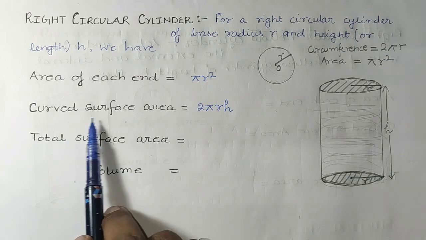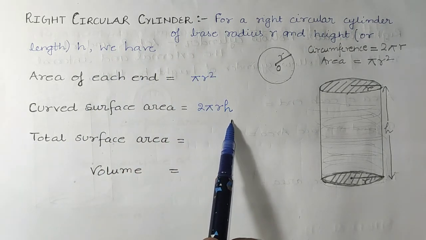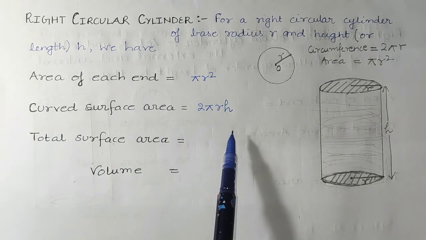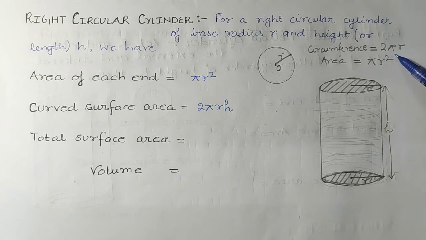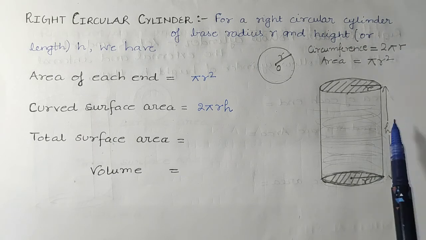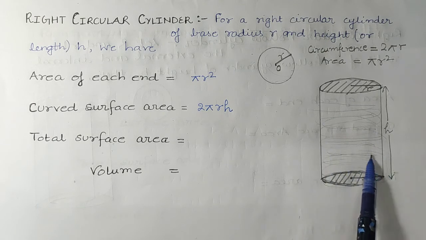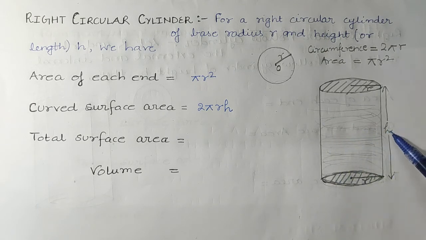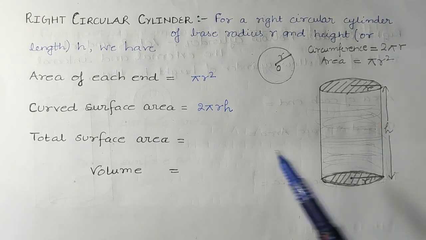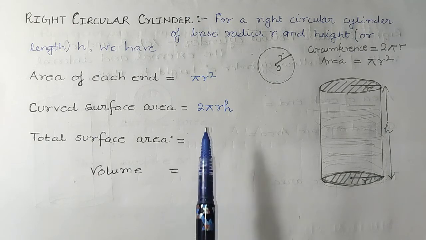So the curved surface area of a right circular cylinder we can write as 2 pi r h. Simply you have to multiply the height with the circumference of the circle, because we want to find the curved surface area, the area of this round part. So we just multiply h with the circumference, and we get the curved surface area of a cylinder as 2 pi r h.